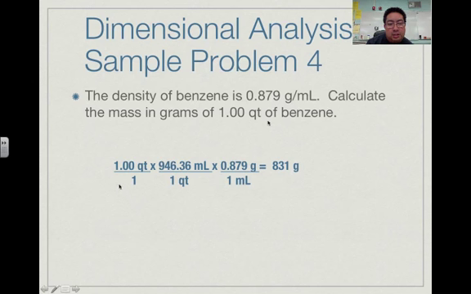That means I'm going to have to convert quarts to milliliters before I can multiply it times the density. So I start with 1.00 over 1, and I looked up that there is 946.36 milliliters in a quart. Quarts and quarts cancels. And now I can multiply this times the density of benzene to get the mass. So milliliters over milliliters cancels out, leaving me with grams. So we have 831 grams as our final answer. This has 3 significant figures because our density has 3 sig figs as well as the 1.00. So our final answer should have the same number of significant figures.